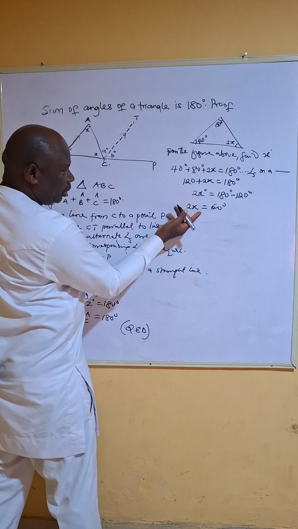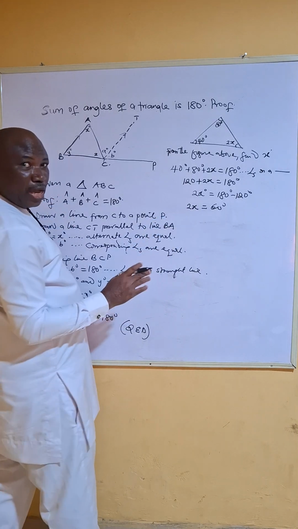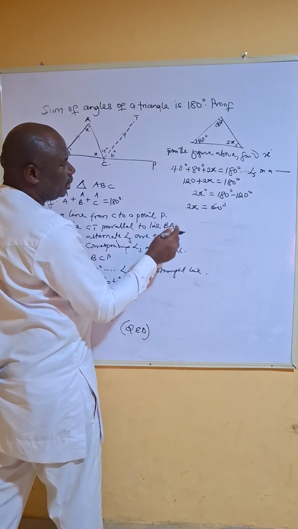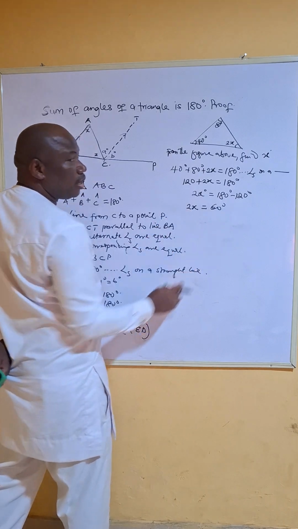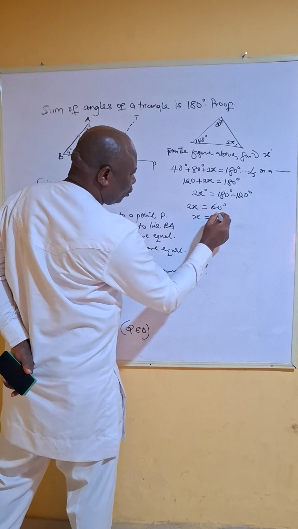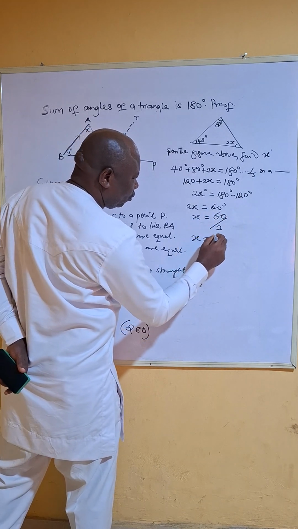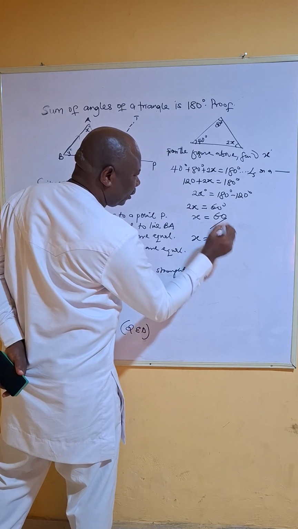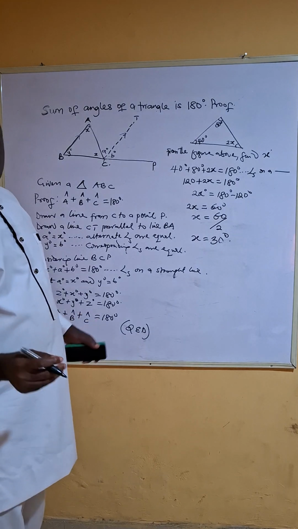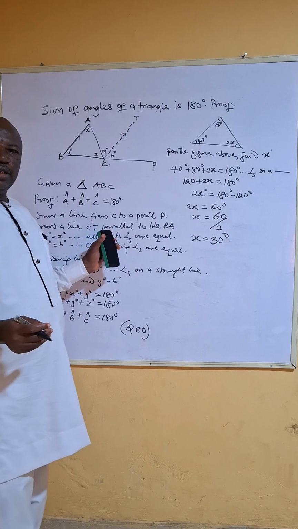The connection between 2 and x here is multiplication. 2x means 2 multiplied by x. Therefore, when this 2 goes to the other side, it becomes division. x is equal to 60 divided by 2. x is equal to 30 degrees. 30 degrees.